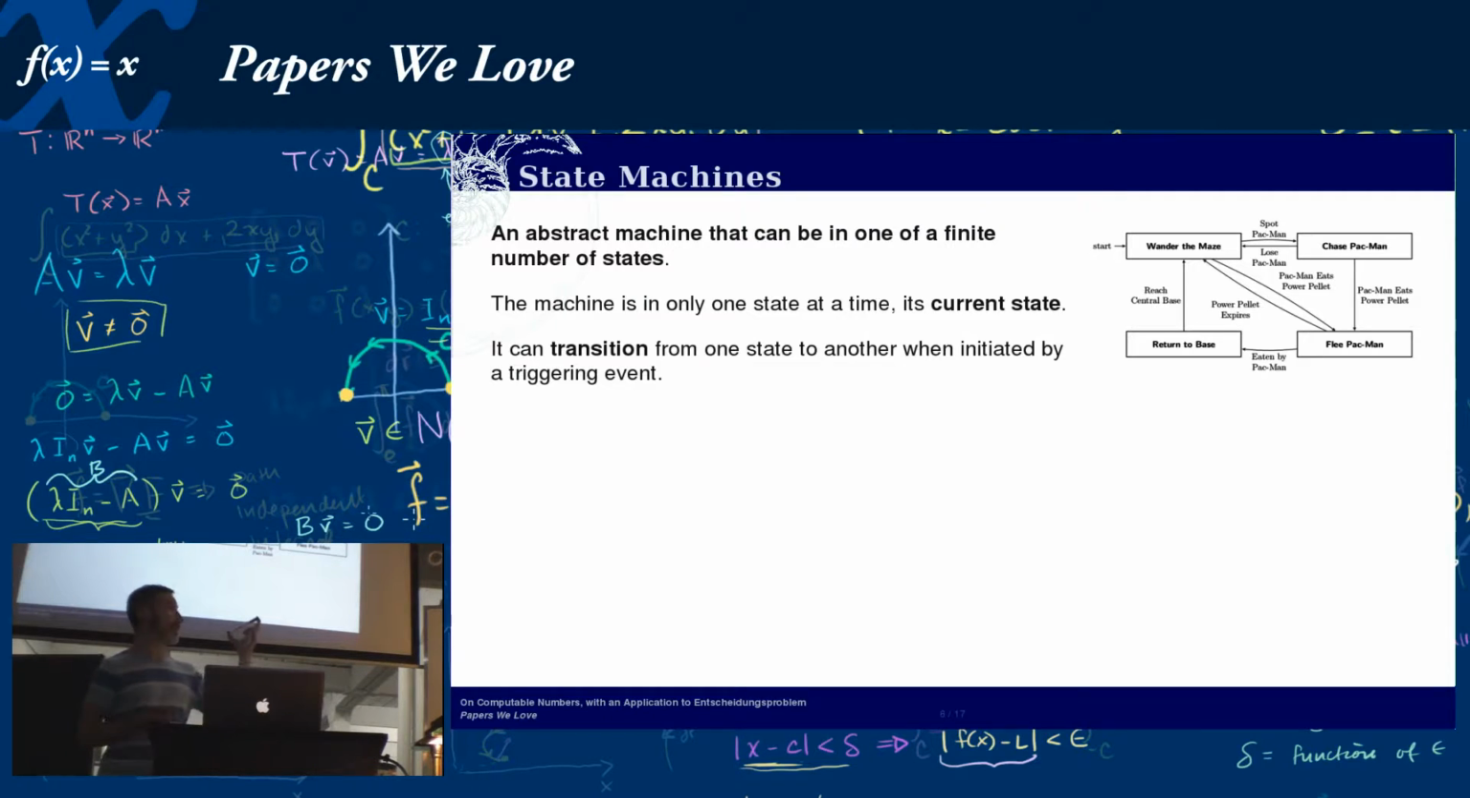So this diagram here is a state machine for the game Pac-Man, right? You might start off wandering the maze. If you spot Pac-Man up on the top, that's going to be an input to the wander the maze state, which will allow you to transition to the chase Pac-Man state. If Pac-Man eats a power pellet, you're going to start transitioning down to fleeing Pac-Man, and so you're moving from discrete state to discrete state.